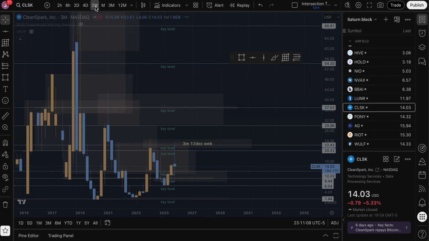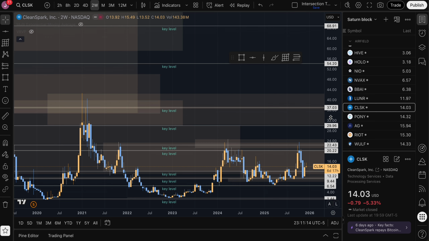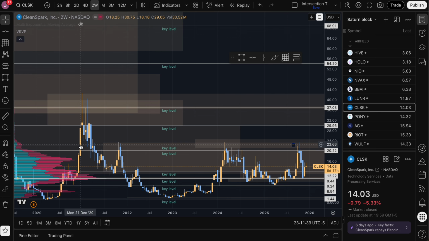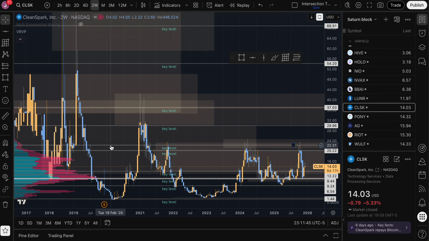And then for the VR VP, I like to go to the 2-week time frame because this is going to be my first trend reading, momentum reading time frame. And when we turn on the VP VR volume profile, this is back to 2020. A little bit more. Let's go like that. And key levels all over the place.